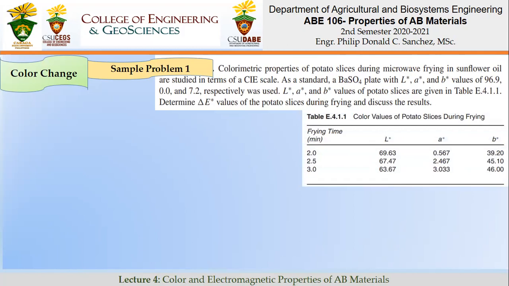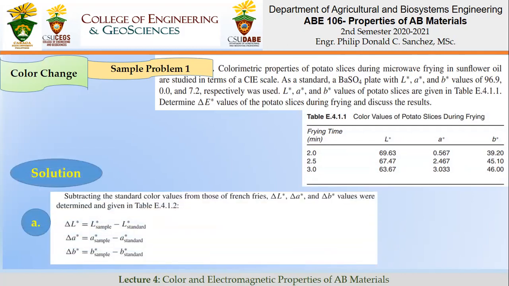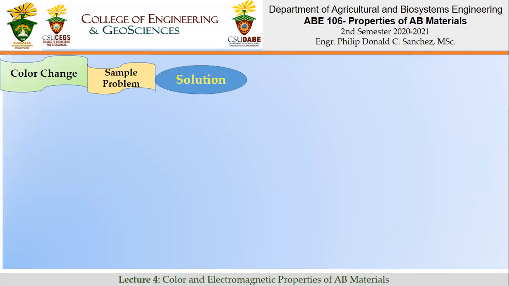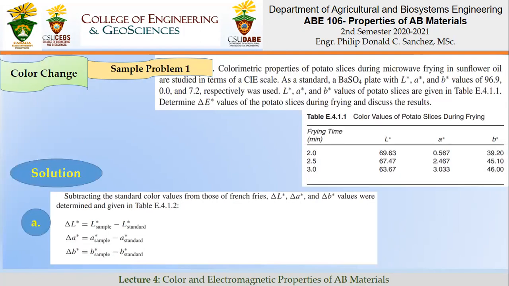So as you can see, there's a standard and there are color values. And then how to measure? First, what is the L of the sample and the L of the standard? The standard is 96.9 for the L. The measured value is 69.63. So 69.63 minus 96.9, squared.